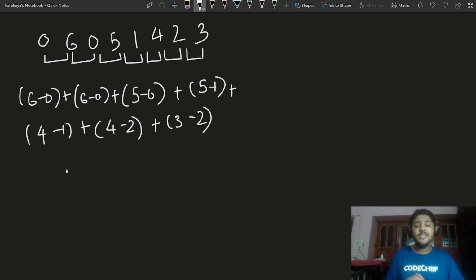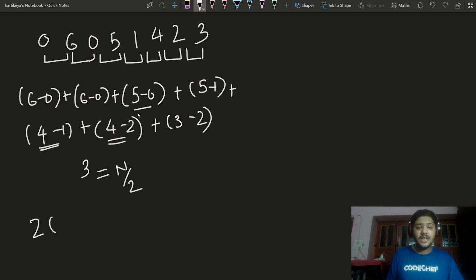So here, what is the value of n by 2? For n equal to 6, the value of n by 2 is 3. So now let's trace the same pattern. Every number which is greater than 3, what are those numbers? 4, 5 and 6. 4 is occurring here as a positive number 2 times. 5 is occurring here as a positive number and here as a positive number. And 6 is occurring here as a positive number and here as a positive number. So every number which is greater than 3 is occurring as a positive number 2 times.